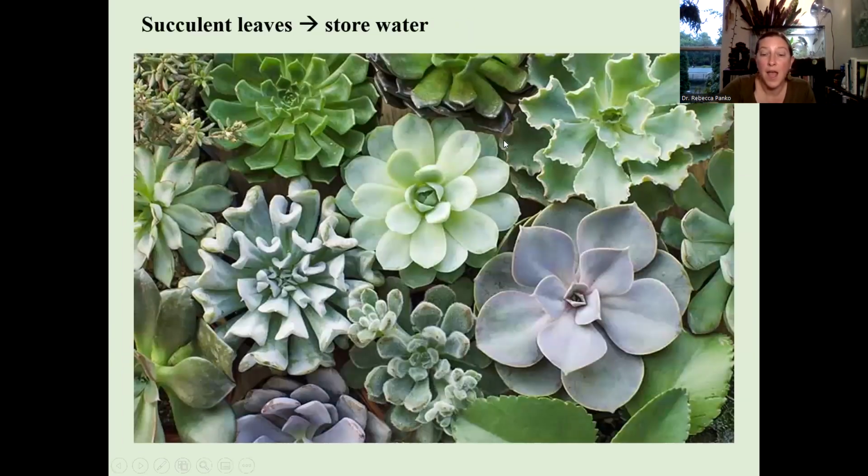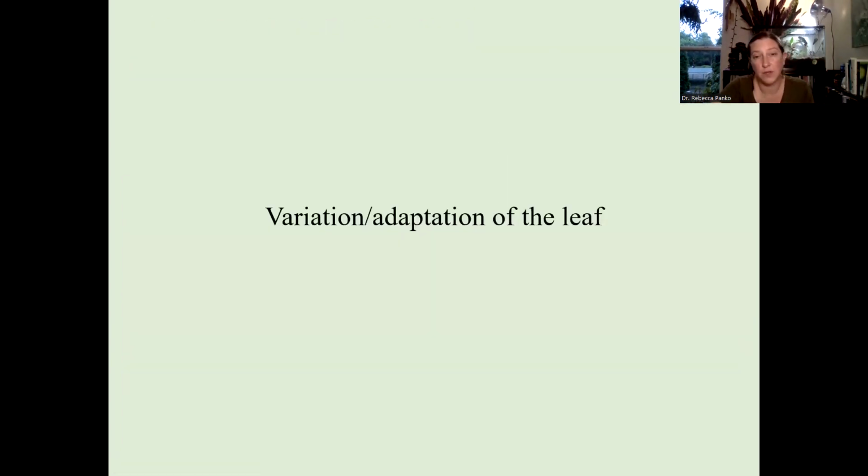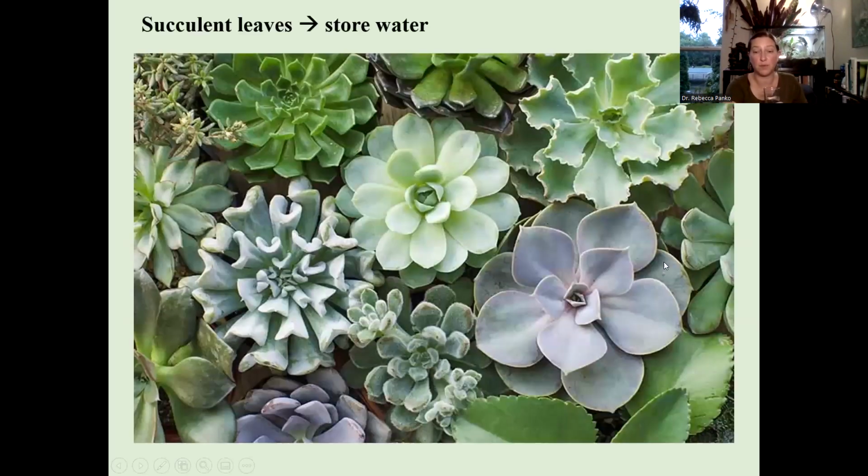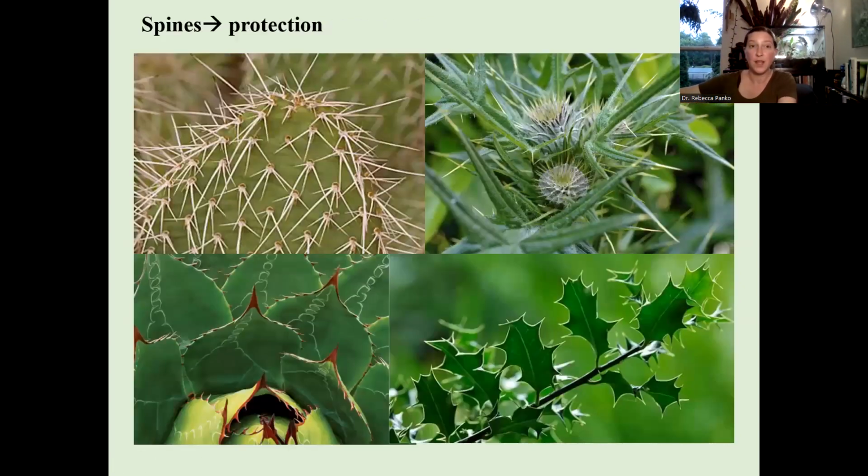Okay. Over evolutionary time, some plants have adapted different types of variation, which allow the plants to have different adaptations to environments. So for example, succulent leaves, which are a common houseplant people like to buy, have adapted to store water. And you have spines. The last time I showed you in the stems.